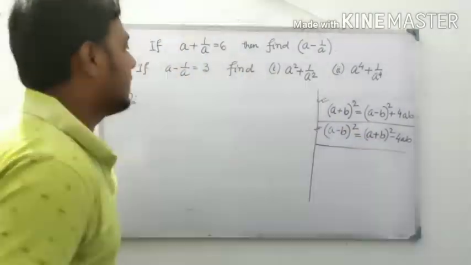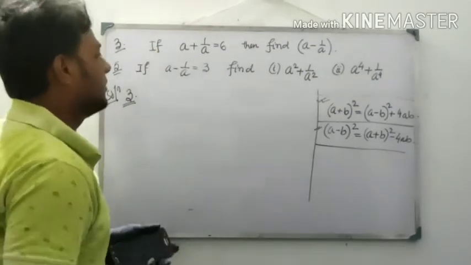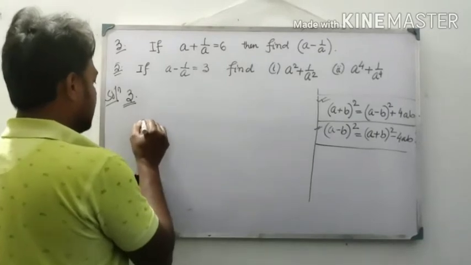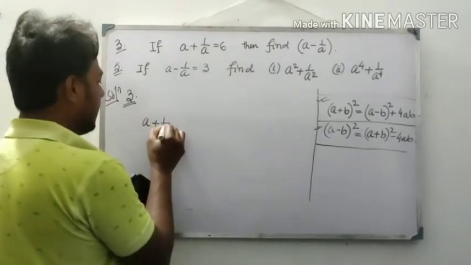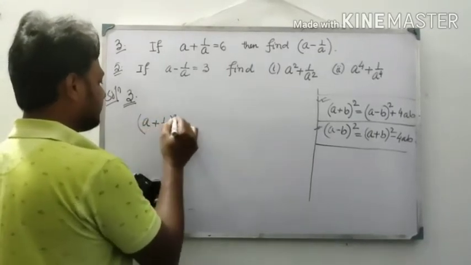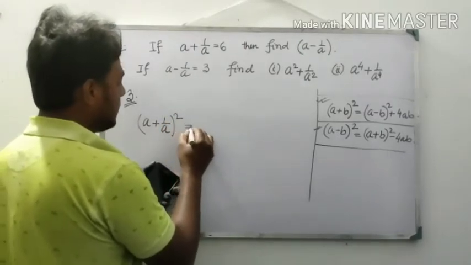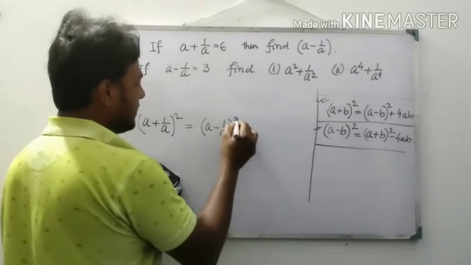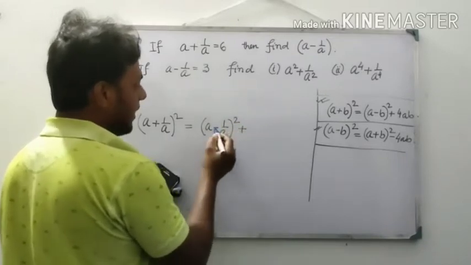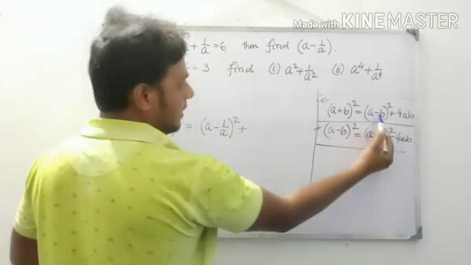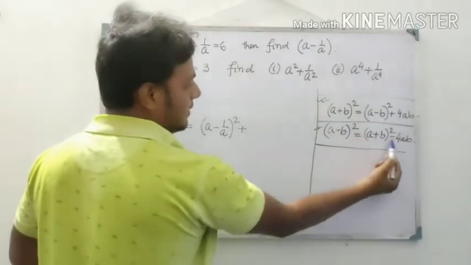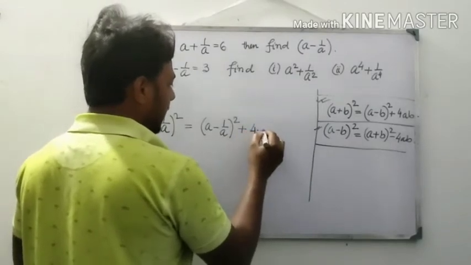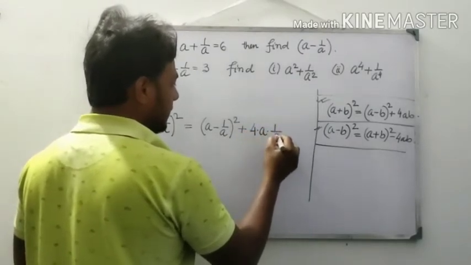So we'll use this identity to solve the third number problem. We can write that a plus 1 by a whole square equals, if we write it in terms of a minus 1 by a, then whole square is there. Now we need plus. Minus is there, so it will be plus. If minus is there, then it will be plus. If plus is there, then it will be minus. So minus is there, so it will be plus 4ab. A means a here and b means 1 by a.